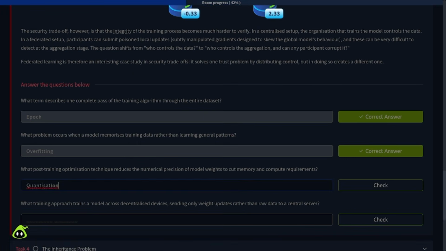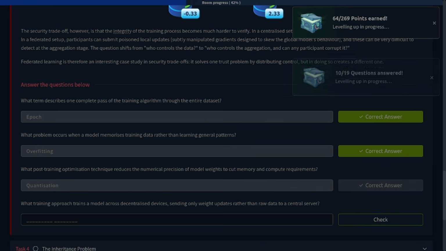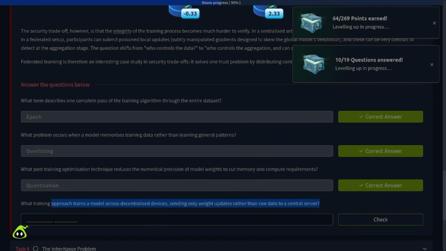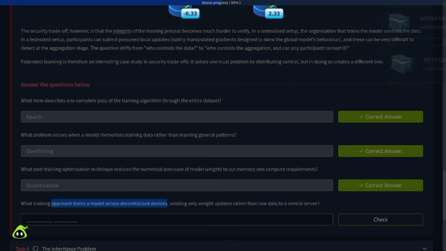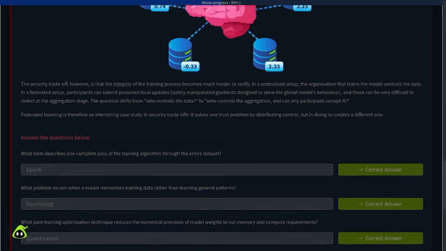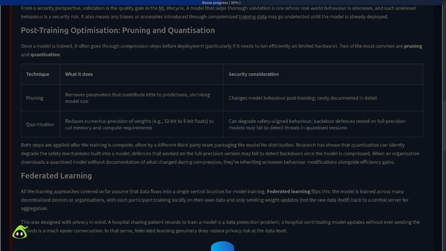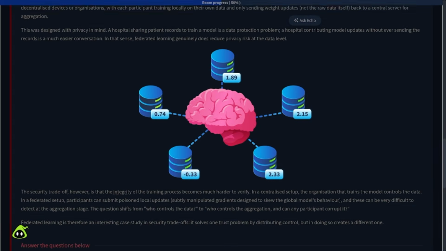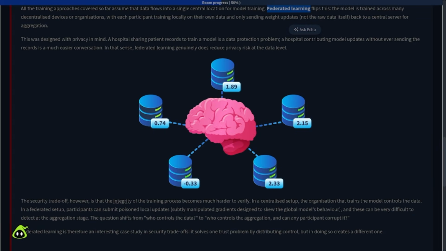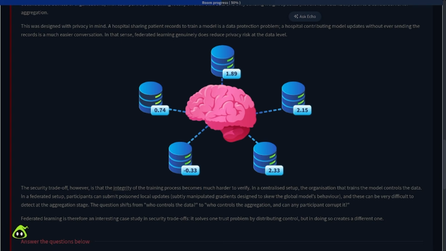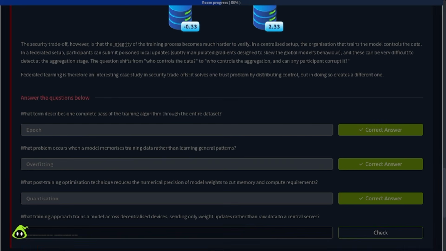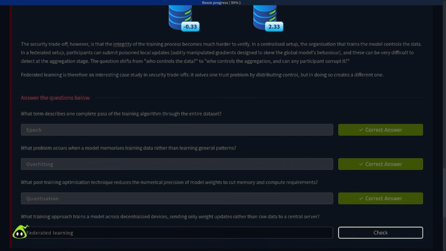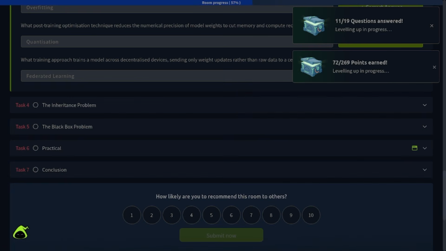And the last question: what training approach trains a model across decentralized devices, sending only weight updates rather than the raw data to the central server? That was federated learning. We split up the entire data into what we call aggregation, whatever it is. Sorry guys, my pronunciation is very bad anyways.